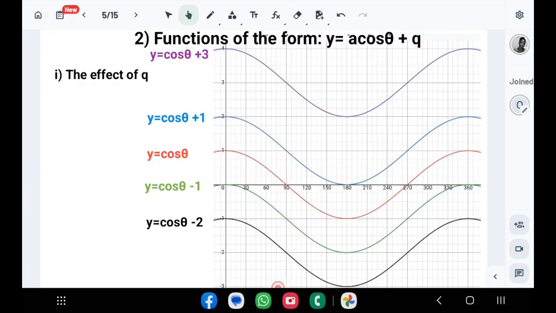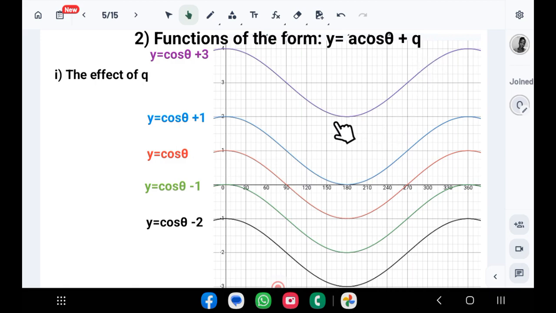Now let's look at functions of the form y equals a cos theta plus q. This one is a shifted version of the standard form. We're no longer dealing with the basics. We're now dealing with some complications. What are the complications? Let's take it step by step. What is the effect of q on the graph when we have it on the standard form, y equals a cos theta plus q? What is the effect of q?